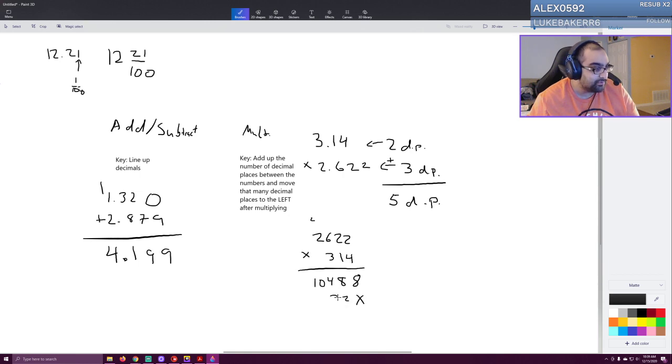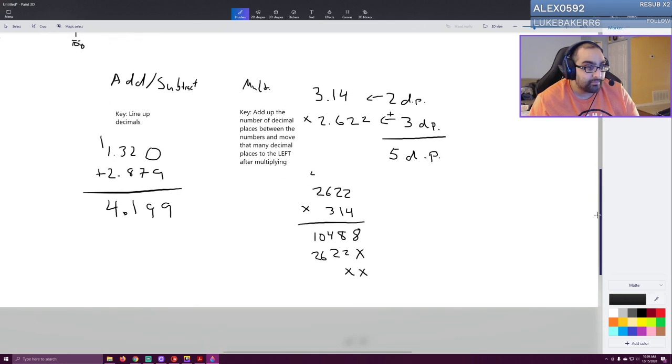Now 1 times 2 is 2, another 2, and here we get 6 and 2, because 1 times anything is just that number. Put a couple X's down here. Then 3 times 2 is 6. 3 times 2 is 6. 3 times 6 is 18, carry the 1. 3 times 2 is 6, plus 1 is 7.